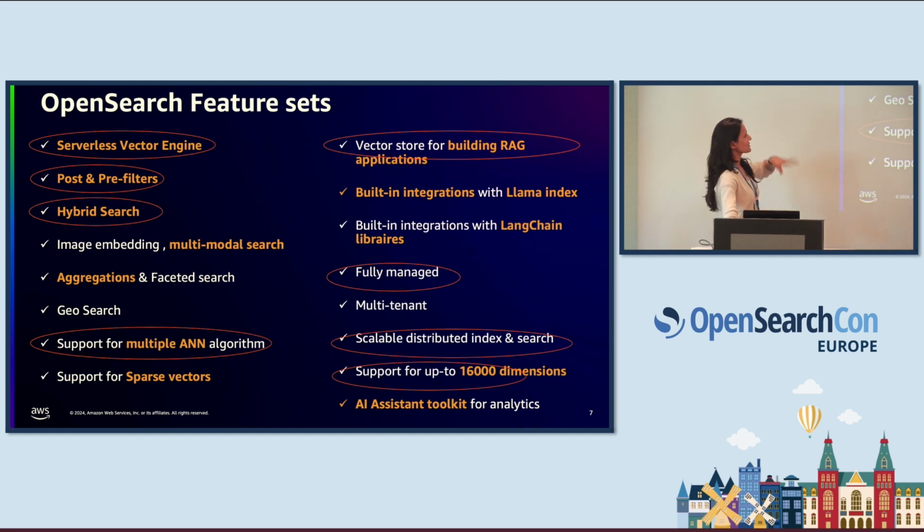As you see, for us, all of these circled things were very important. And OpenSearch overall is a managed and scalable solution that can store billions of vectors, and it can support thousands of queries per second. So it was scalable, it was efficient. It basically sounded perfect for us.